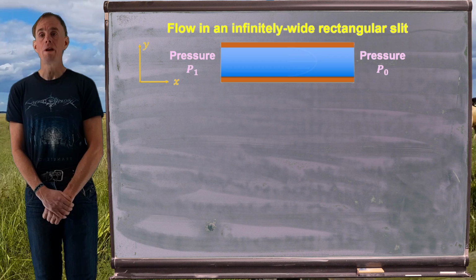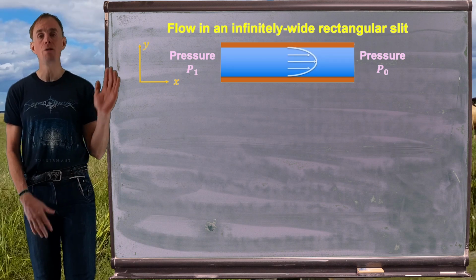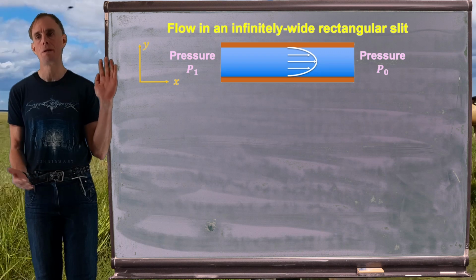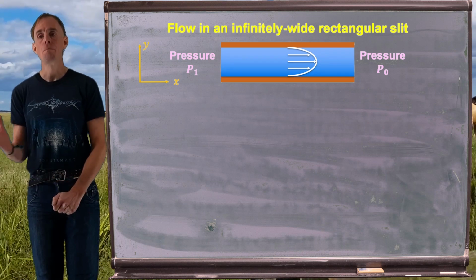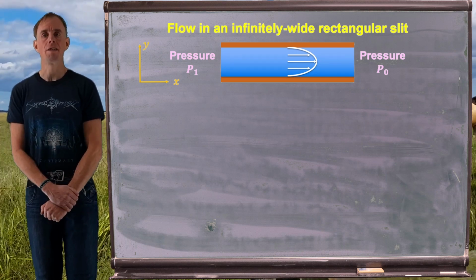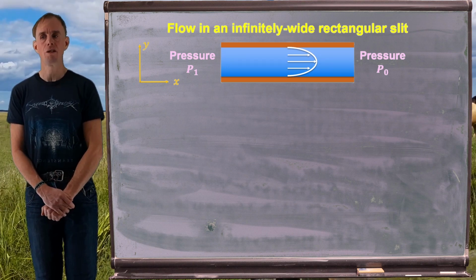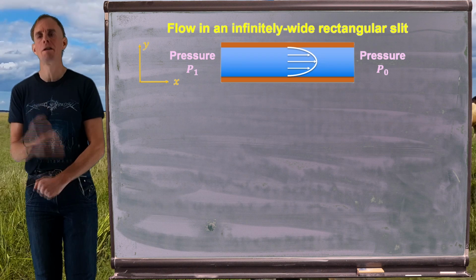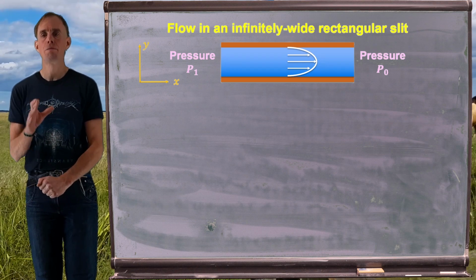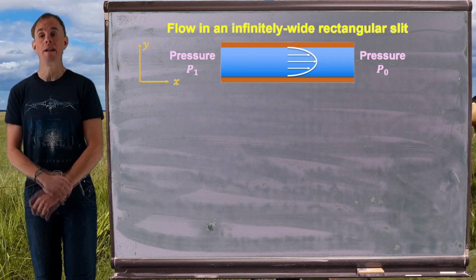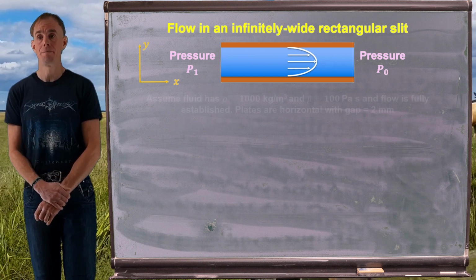So, what I'm going to say is this is a pressure-driven flow, just as we did in the last part of this lesson, and that I have a high pressure, P1, on the left-hand side, pushing fluid through this rectangular slit to a lower pressure, P0, on the right-hand side. Now, I said in the last part of this lesson that the flow profile will be parabolic across the slit. We're going to prove that now in this part of this lesson.